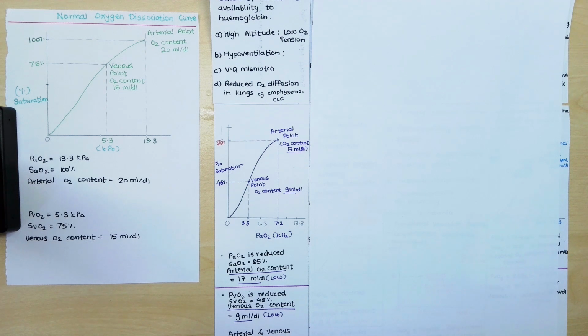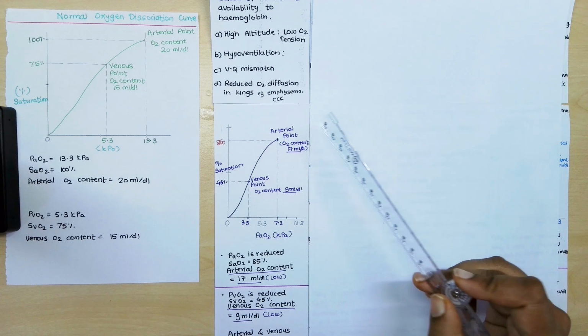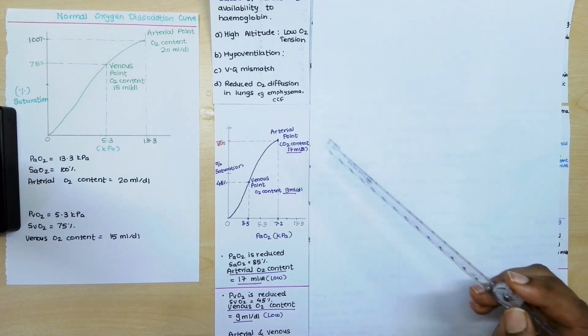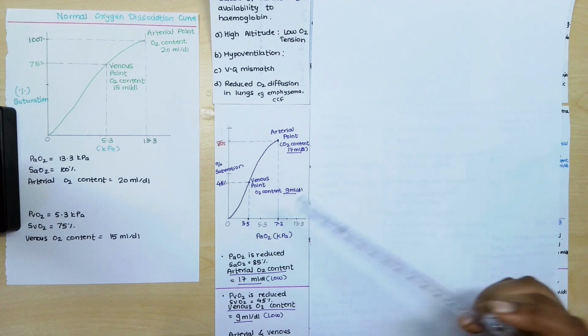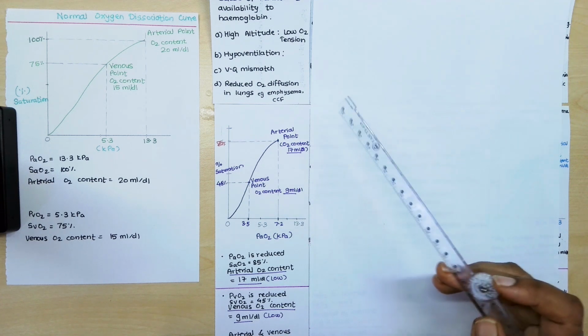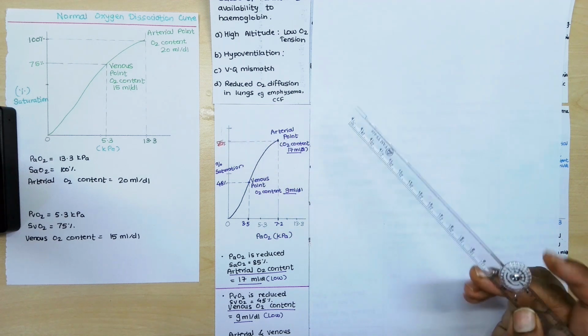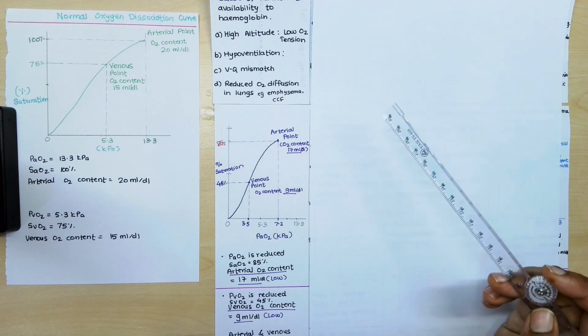Let's discuss the changes that happen to the oxygen dissociation curve in hypoxic hypoxia. The arterial point is shifted downwards. The partial pressure of oxygen of the arterial blood is reduced to 7.2 kilopascal. The saturation of the arterial blood is reduced to 85%, and the oxygen content of the arterial blood is 17 ml per deciliter.